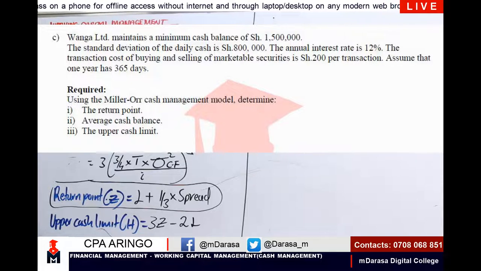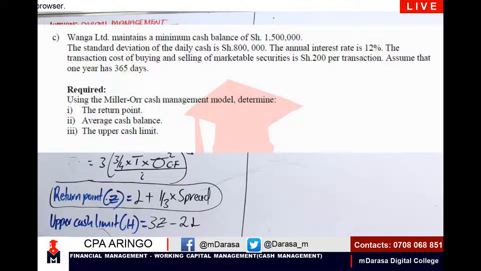The transaction cost of buying and selling of marketable securities is 200. I'm also told to assume that 1 year has 365 days. Required: number one, using the Miller-Orr cash management model, determine the return point; number two, the average cash balance; and number three, what you are referring to as the upper cash limit.